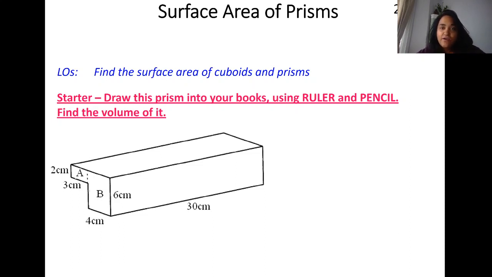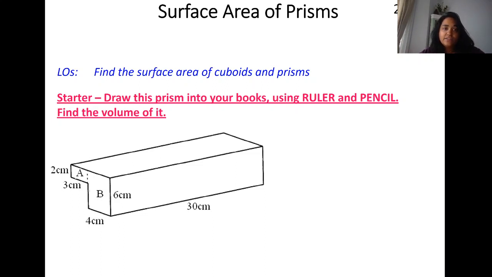So today we are going to pick up from where we left off. Last lesson you were doing surface areas of cuboids, surface area of triangular prisms. Today we're going to keep moving with surface area, but now we're looking at different types of prisms.